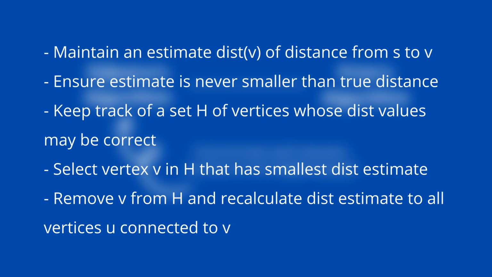Maintain an estimate dist(v) of the distance from S to v. Ensure that this estimate is never smaller than the true distance. Keep track of a set H of vertices whose dist values may yet be correct. Then select the vertex v in H that has the smallest distance estimate.